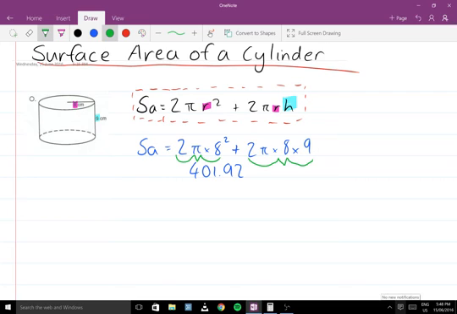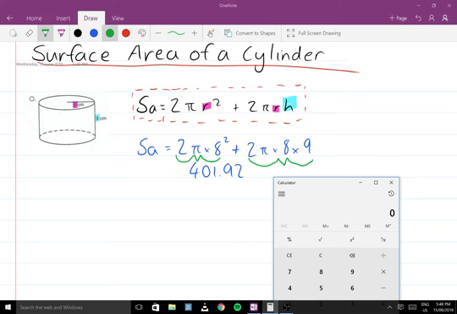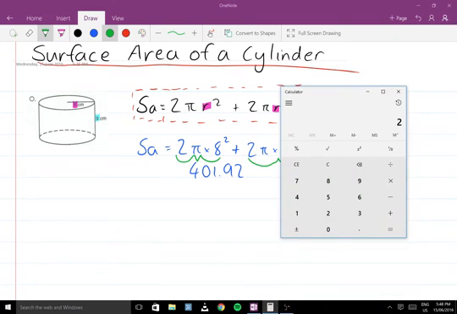I can do all the times together, but once I hit a plus, it generally helps to stop because it's a different part of the order of operations. Okay, so here we've got all clear, get rid of that. We've got 2 pi times 8 times 9. 2 times 3.14 times 8 times 9 equals 552.16.